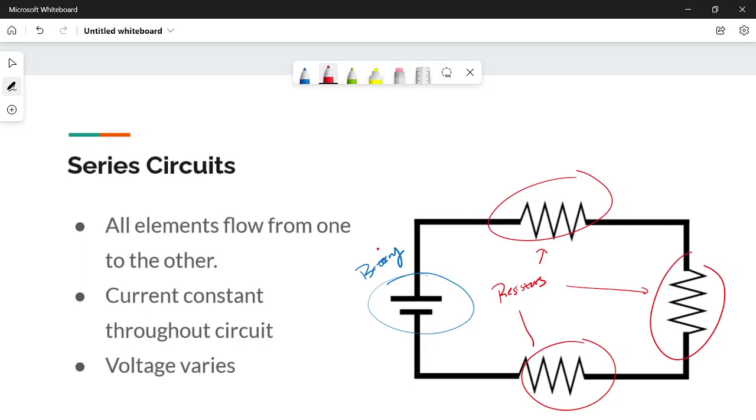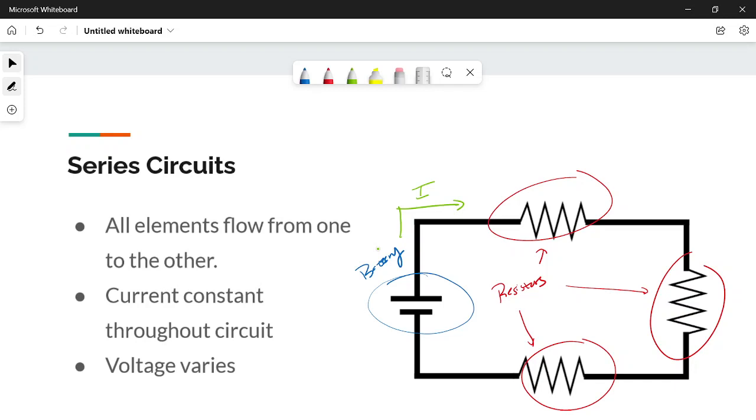There are some other symbols you may see. At some point, I'll link a document for you guys to see all the different circuit symbols that you might see. But the first thing that defines a series circuit is that all the elements flow from one to the other. So I have a completely straight, unbroken circuit here where there are no other branches for current to flow through. It's got to flow through all of them. And what that means is that the current through this circuit is going to be the same throughout the entire circuit. I have no branches where the current could split.